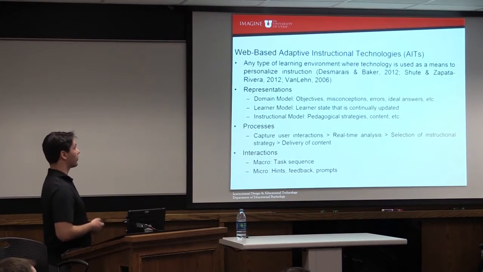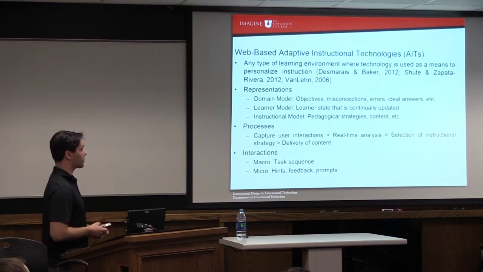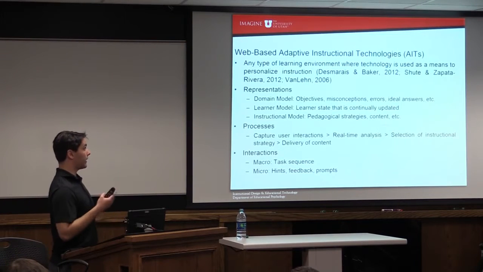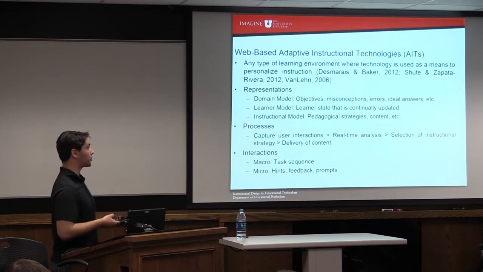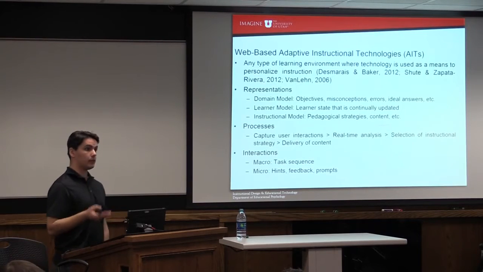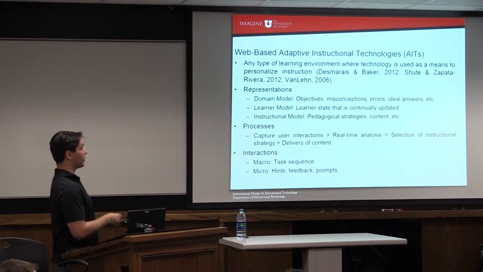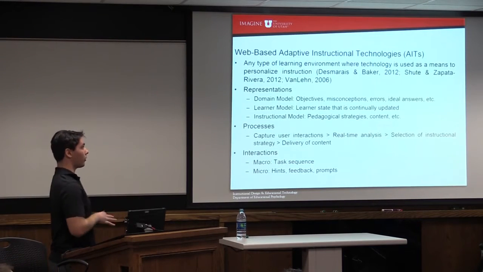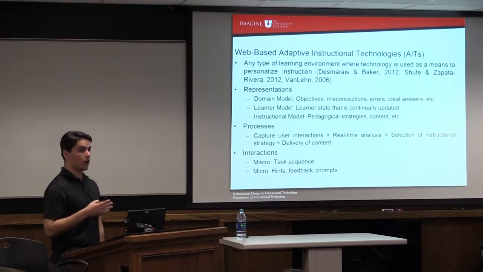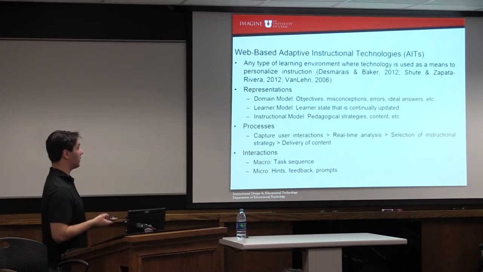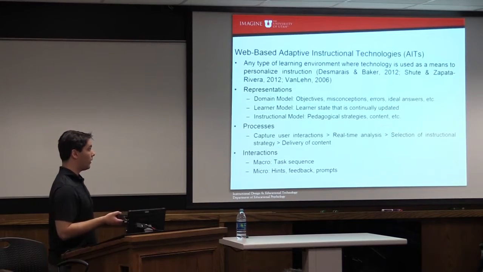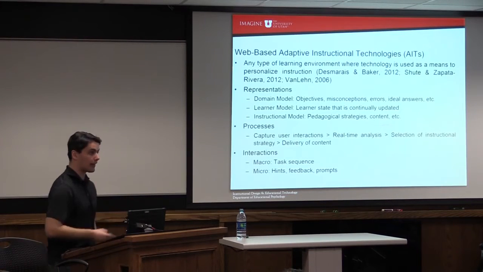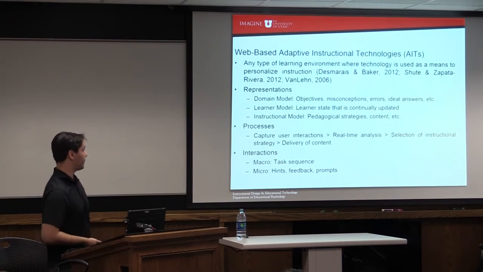So for instance, they'll rely on representations such as a domain model, which states a certain set of learning objectives, some common misconceptions that learners might engage in, or errors they might make while trying to solve problems, or a set of ideal answers. Now, adaptive technologies rely on a learner model to continually update relevant learner states against these domain models. So for instance, it'll try to infer whether a student at a specific point in time is exhibiting a particular misconception, in order for the system to rely on the instructional model to deliver content that will help the student gain a better understanding of that topic.